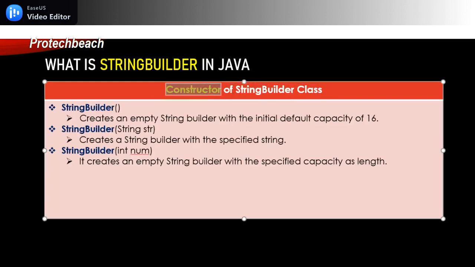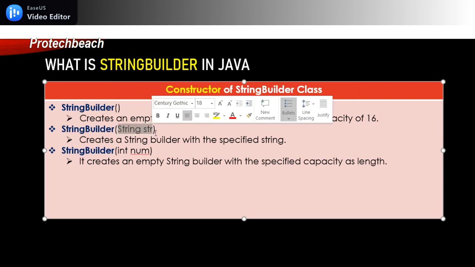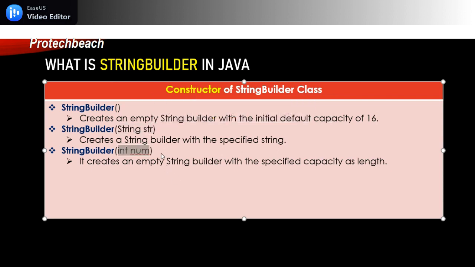Some of the constructors I have listed here. Basically in the StringBuilder, we have two constructors. One is the without-parameter constructor, or default constructor. One is the parameterized constructor. The default constructor is not taking any value. By default, the capacity will be 16. But in the case of the StringBuilder parameterized constructor, if I pass a string value, it will take the specified string length. If we pass a number, this number will act as the capacity.